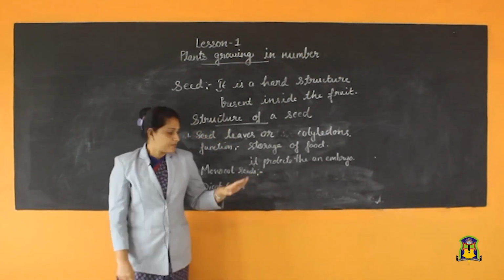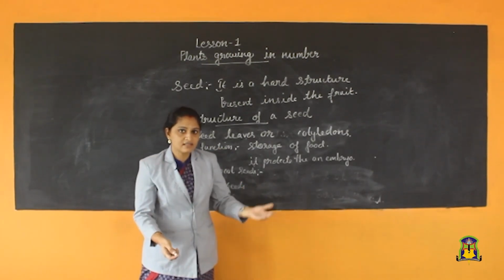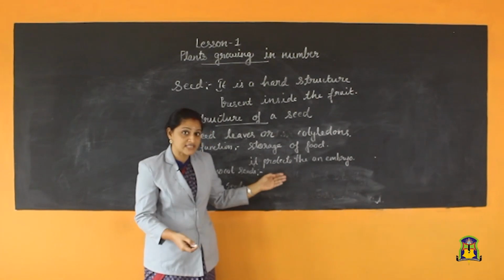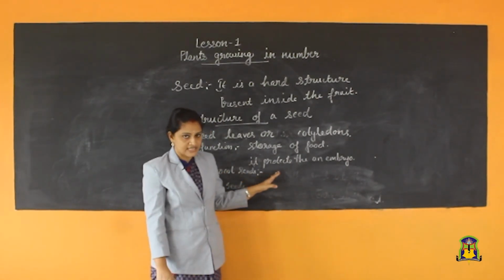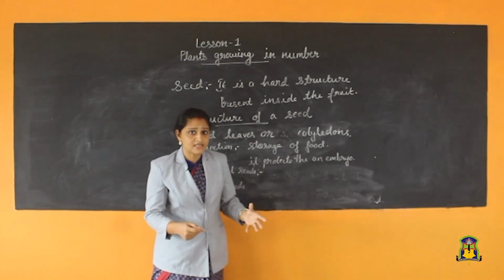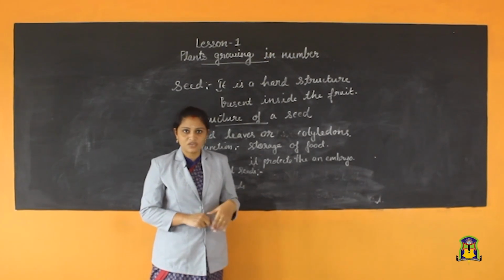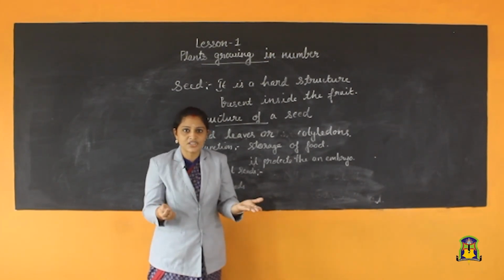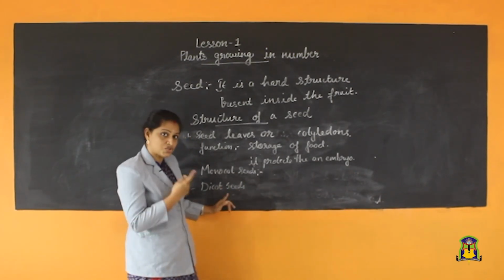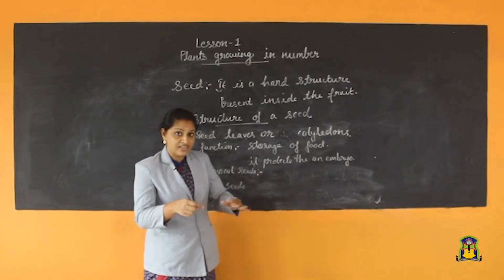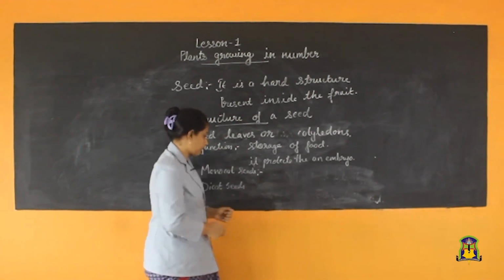Okay. So, monocot seeds means we can't split the seeds into two equal parts. Example, rice, wheat and all, we can't split the seed into two equal parts. But in dicot seeds, di means two. So we can split the seed into two equal parts.